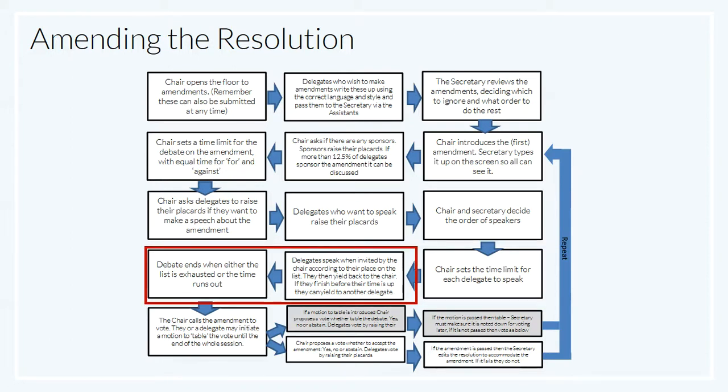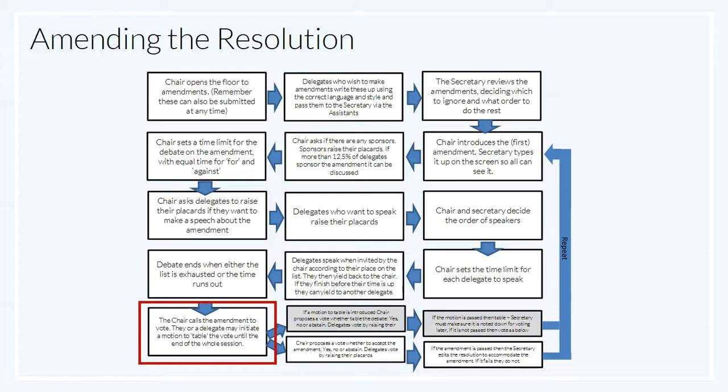You do your speeches. You either yield back to the chair or to another speaker if you've got time left over. The debate ends when either the time limit set overall is reached or everyone has spoken on the list. Once you have done the speeches, so once you have proposed, support, set the time limit for the whole debate, come up with a list of who will speak and how long they can speak for each, done the speeches, you then have the final option. You can either table or vote. Okay? If it is tabled, then what happens is going to be slightly different to if it's voted.